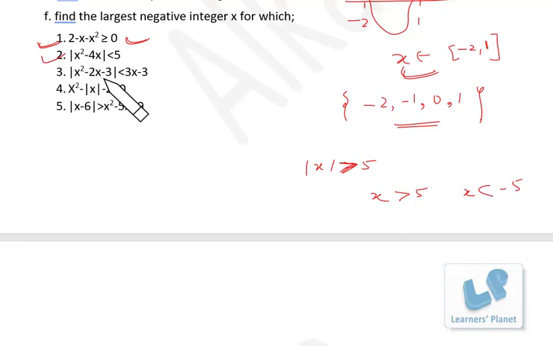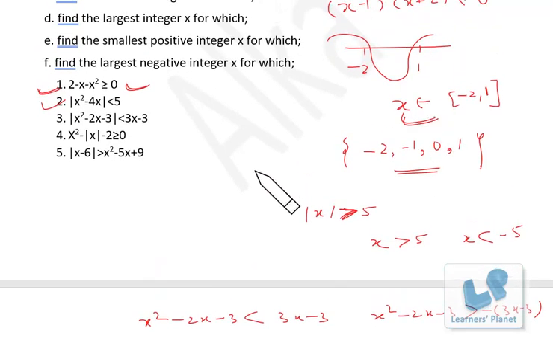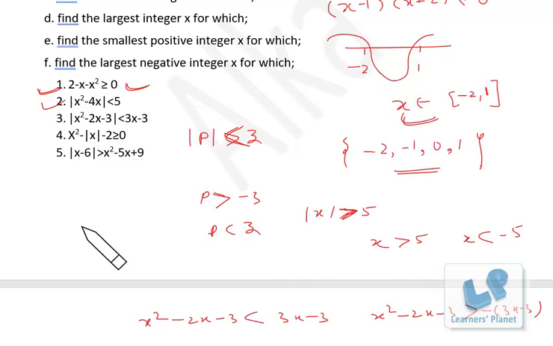Now, modulus of x square minus 2x minus 3 is less than 3x minus 3. That means x square minus 2x minus 3 should be less than 3x minus 3, and it should be greater than minus of 3x minus 3, right? Same as in the previous case, modulus of this number is less than 3, so p should be greater than minus 3 and p should be less than 3. That means it should lie somewhere in between.